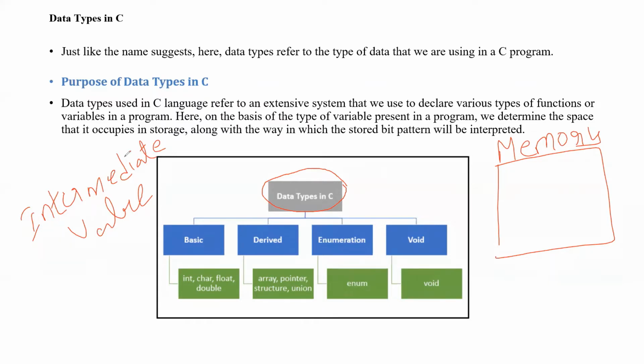Memory is like the mind, the brain, of a human being. As a human being has a brain to keep something, a computer has memory to keep something. But we need to give instructions to the memory: what type of data you are going to keep and how much space we are supposed to keep in memory. Everything is done with the help of data types.